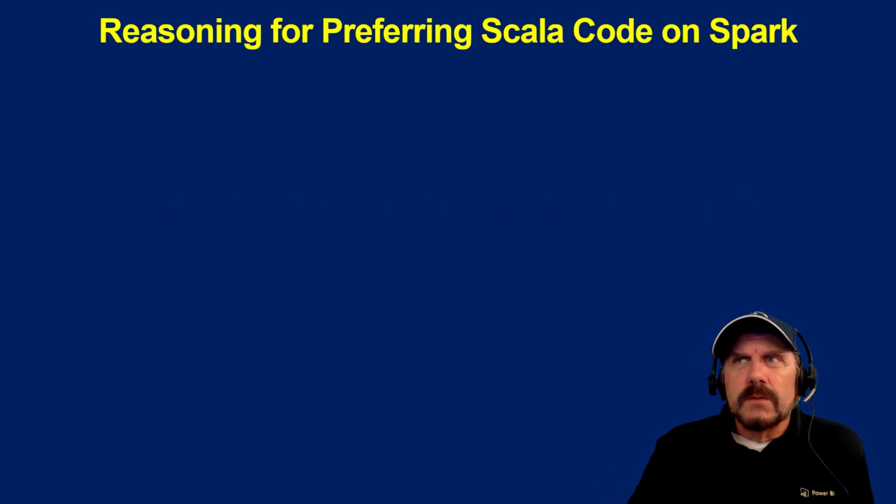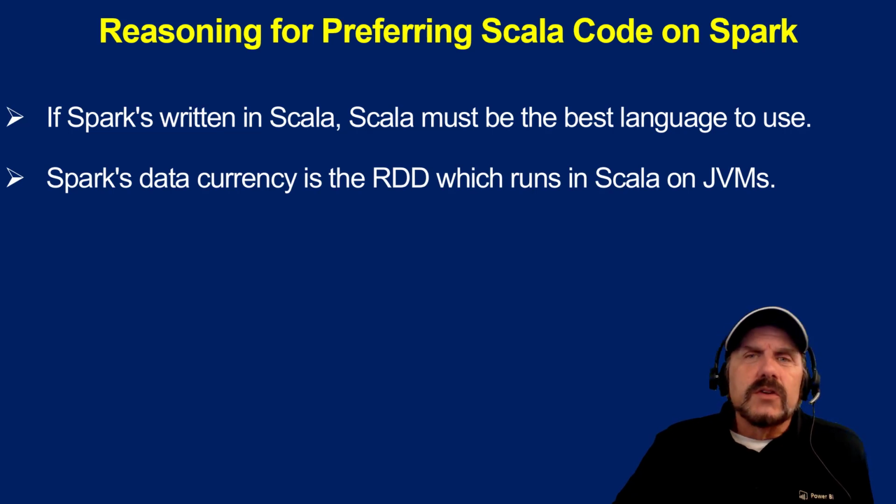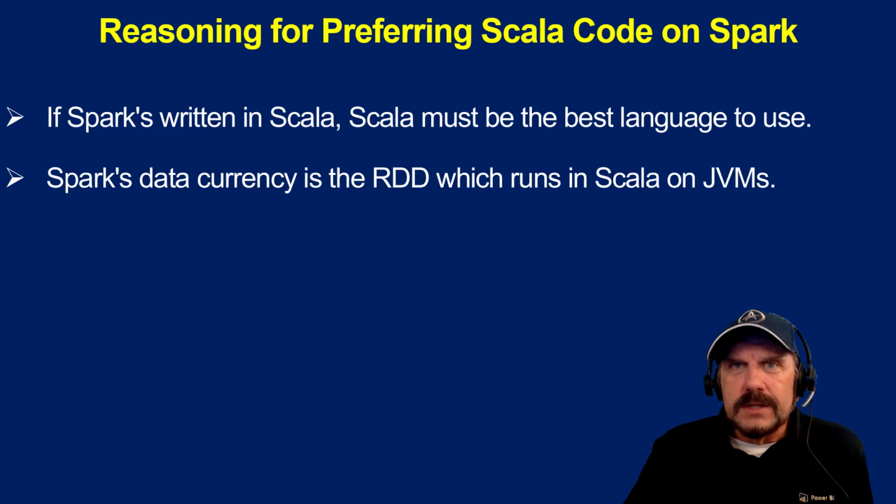So the reasoning for preferring Scala on Spark goes along these points. If Spark's written in Scala, Scala must be the best language to use. Spark's data currency is the RDD, which runs in Scala on JVMs. And that's a very interesting point. We're abstracting away from that, and I'll talk about that in a future slide here. But the RDD is ultimately what Spark always works in. Whether you're working with data frames or data sets, it will translate everything down to resilient distributed data sets. That's the RDD. And those must run in Scala on the JVMs at the end.